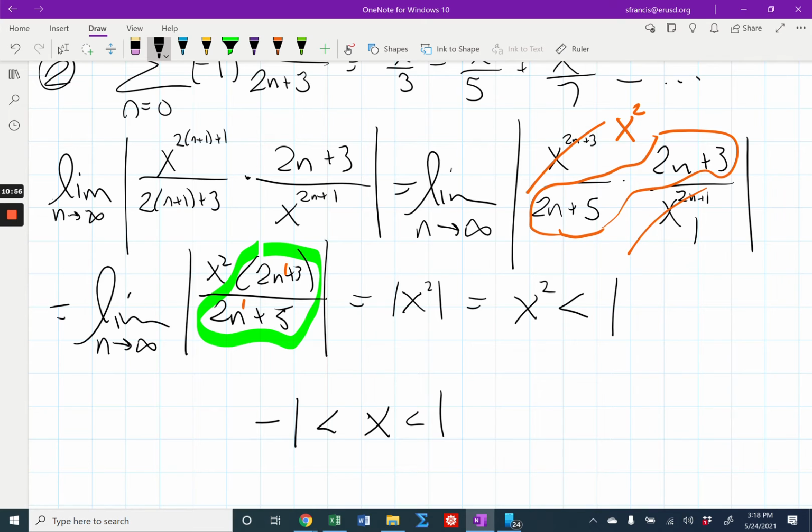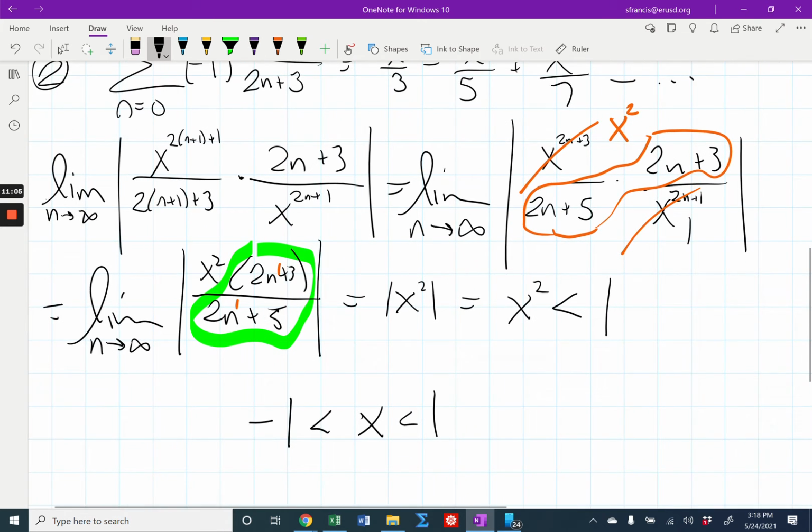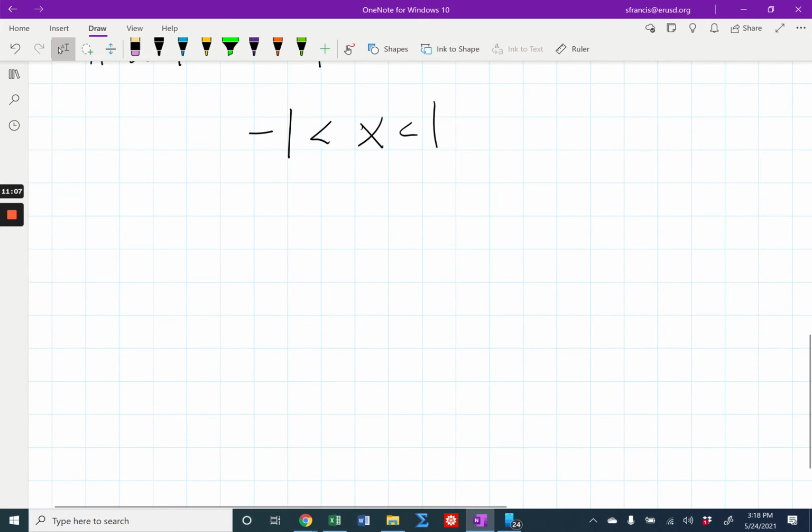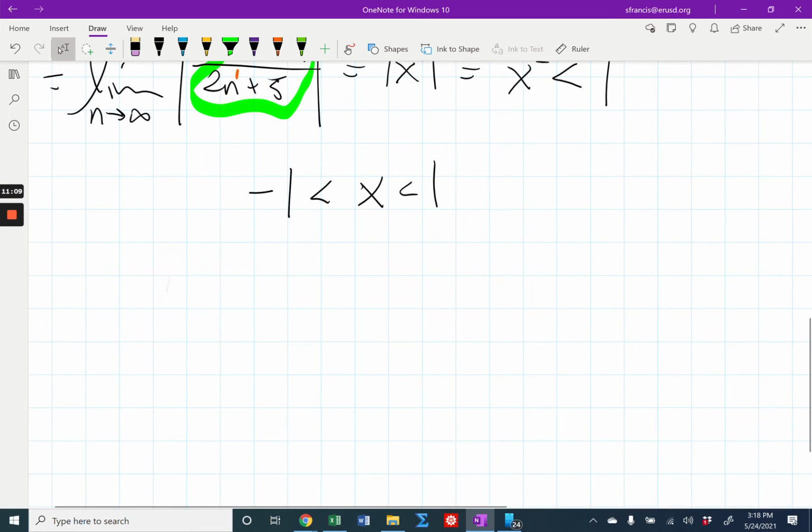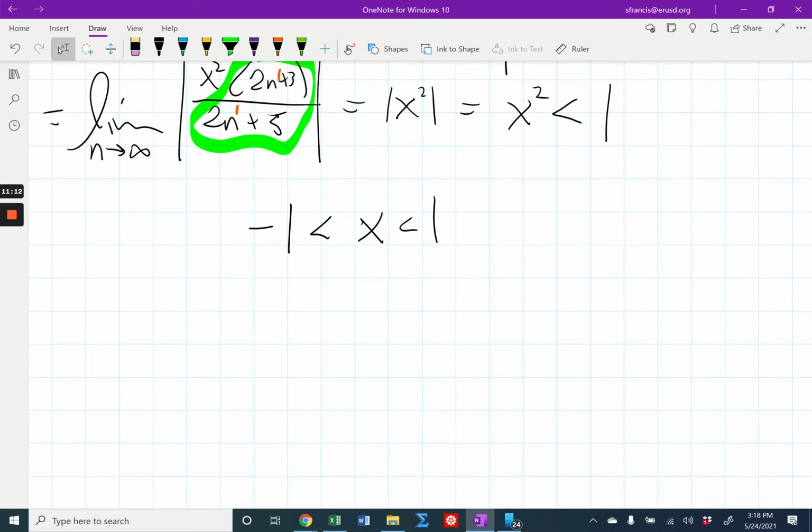1 point for setting up the ratio test, 1 point for getting the limit, 1 point for looking at the interior values. The next point comes from testing the endpoints, okay? Because remember, the ratio test fails when x squared is equal to 1. So it fails at -1 and it fails at +1. So I have to look at those separately.